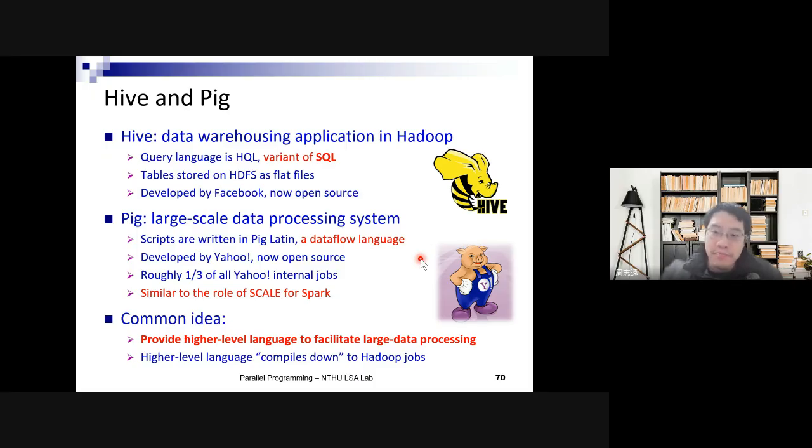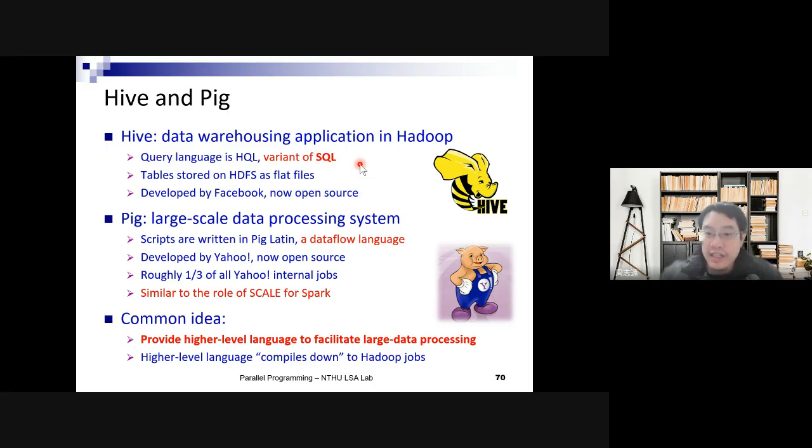So as we mentioned, for the trend of big data processing, people prefer to use a language or programming interface they are familiar with, such as the query language, or the data flow language. So Hive provides the query language. Specifically, it's a SQL-like language.